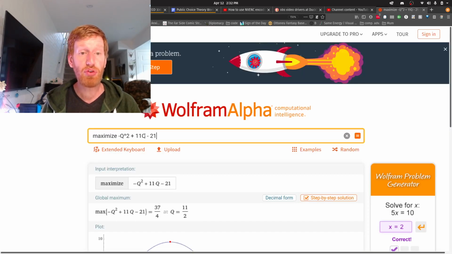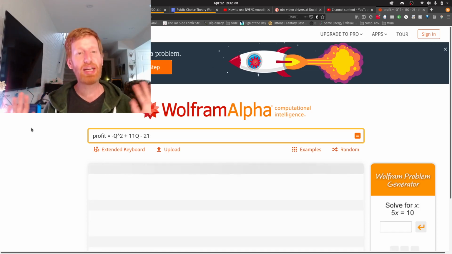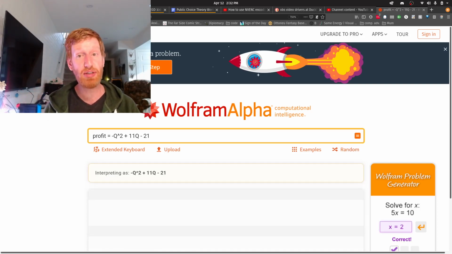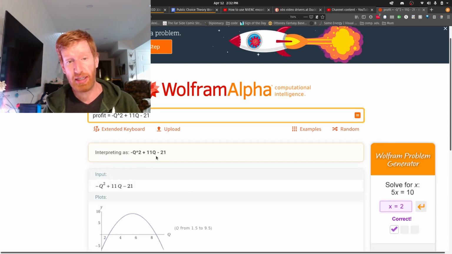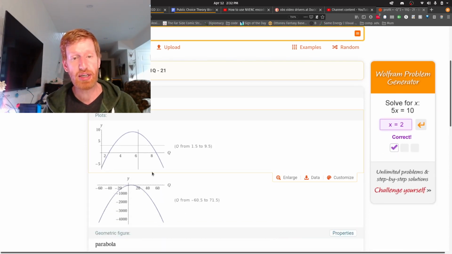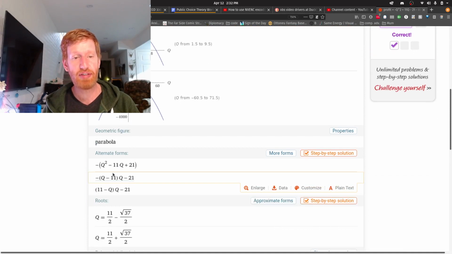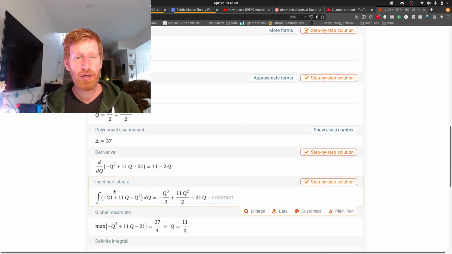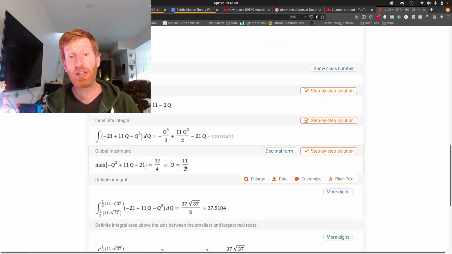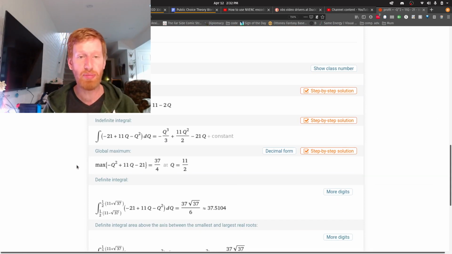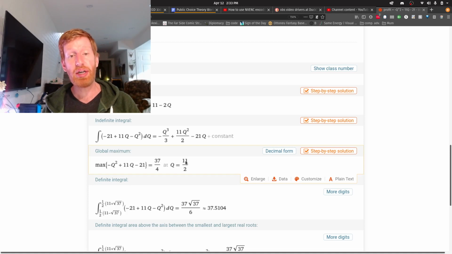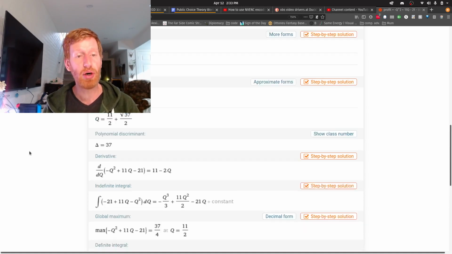So if we go over to Wolfram Alpha and just cut and paste that in here, we'll make a little bit of modifications. So let's just plug it in as it is and see how Wolfram deals with it. It's interpreting it in this way. It gives us a nice graph. It's telling us stuff about this, but it's not telling, oh, actually it does. Hey, look at that. So it's already given us even what we're after, the global maximum. At a quantity of 11 over 2, we get a value of 37 over 4.